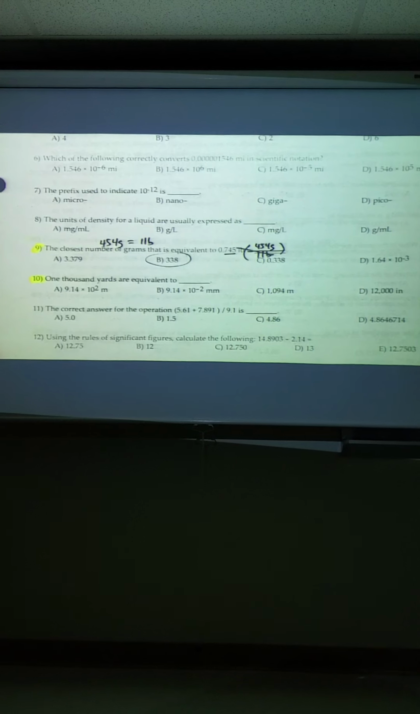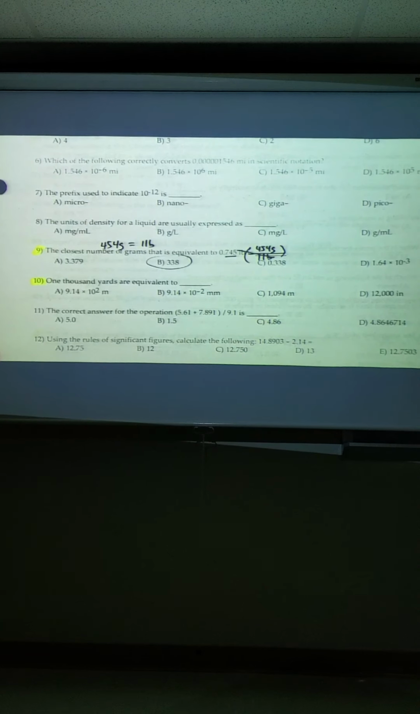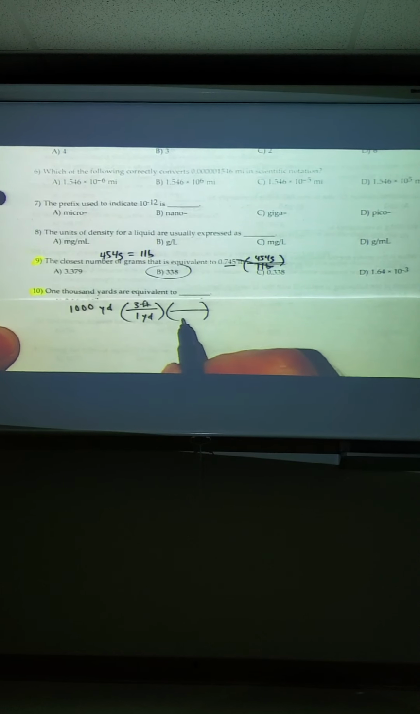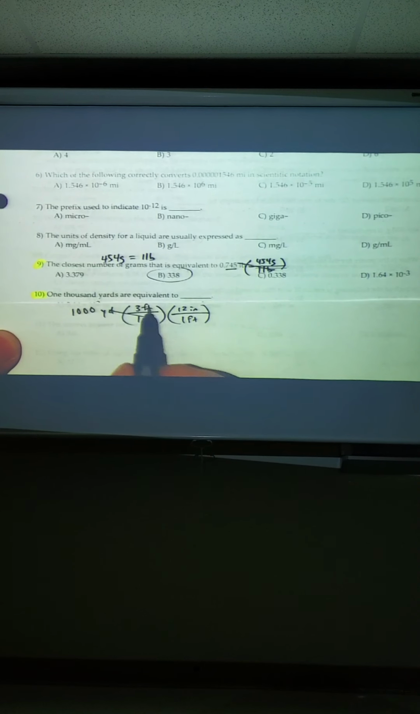Number 10 says 1,000 yards is equivalent to lots of stuff. So in this one, we need to get to something we do know. What we do know on this one specifically is that 1 inch is 2.54 centimeters. So if we have 1,000 yards, we need to get rid of yards. In 1 yard, there is 3 feet. Get rid of feet. 1 foot, there are 12 inches. So again, yards cancel, feet cancel.